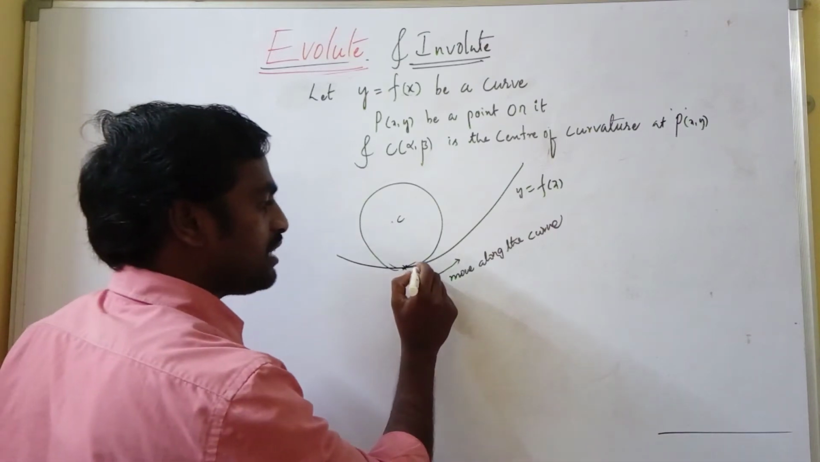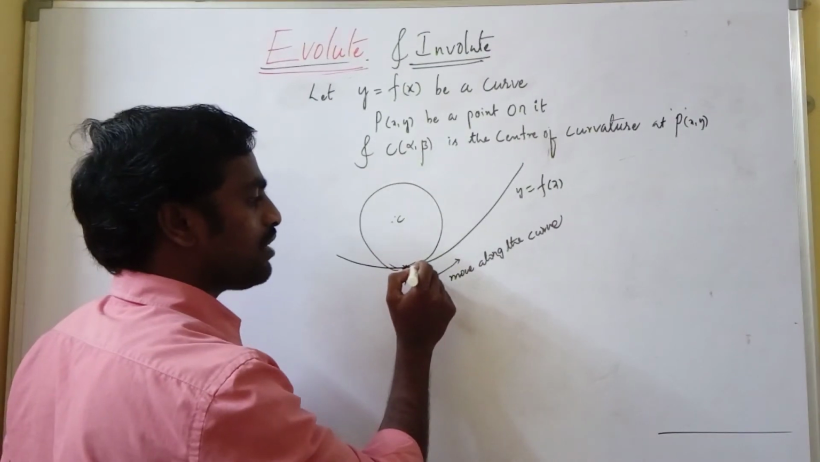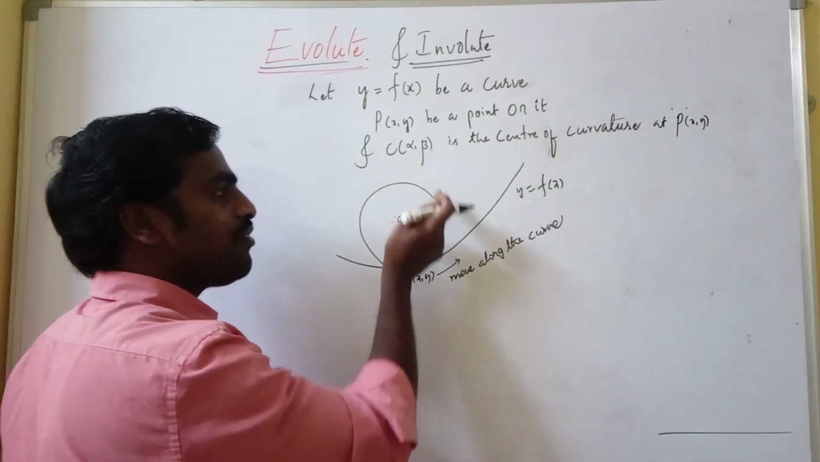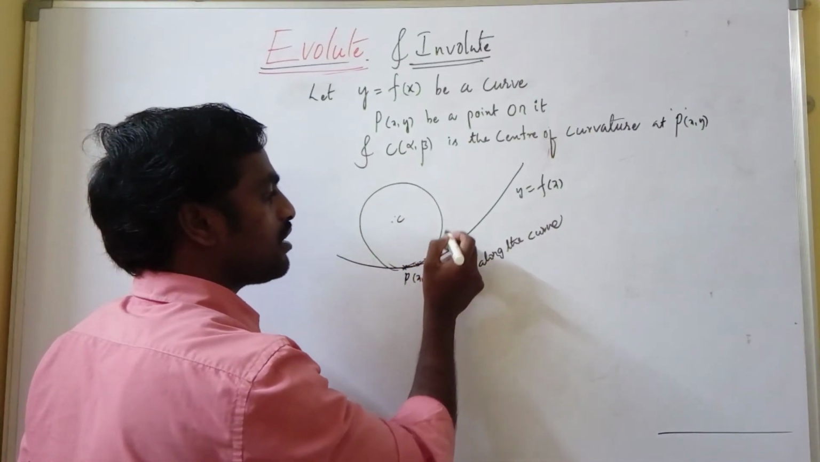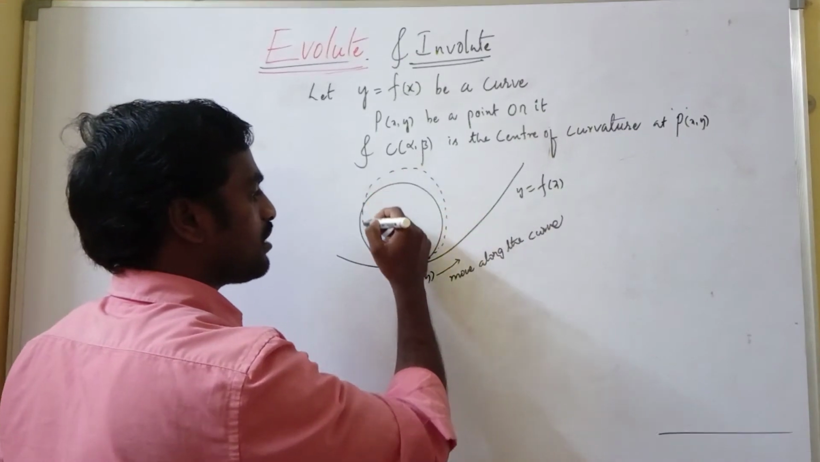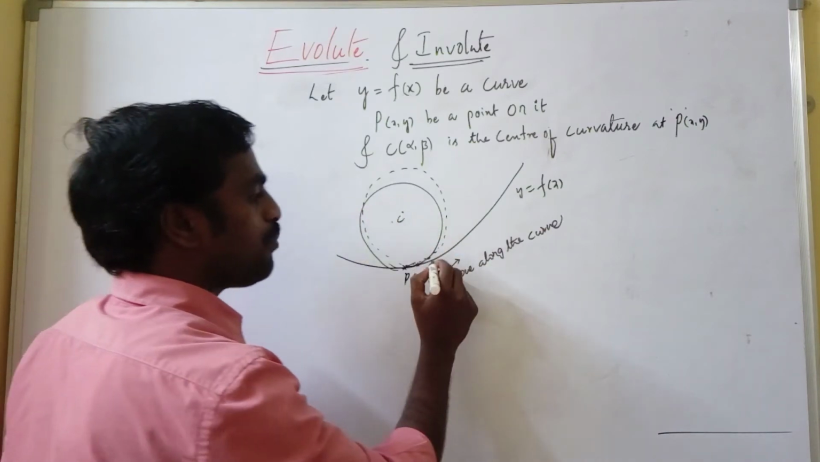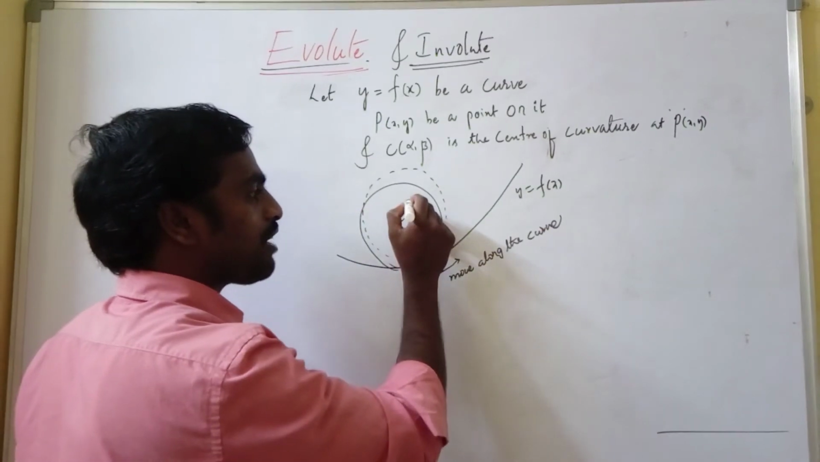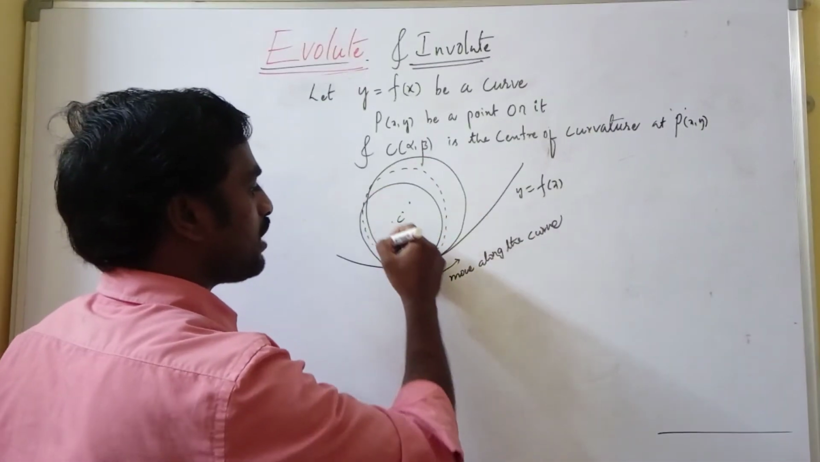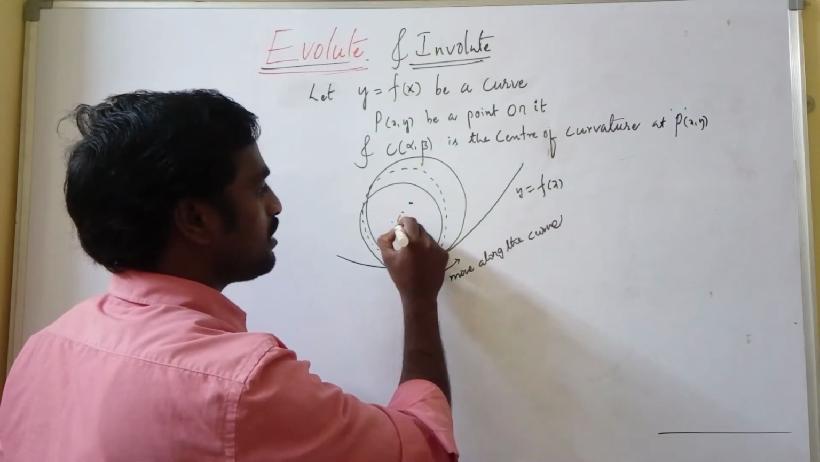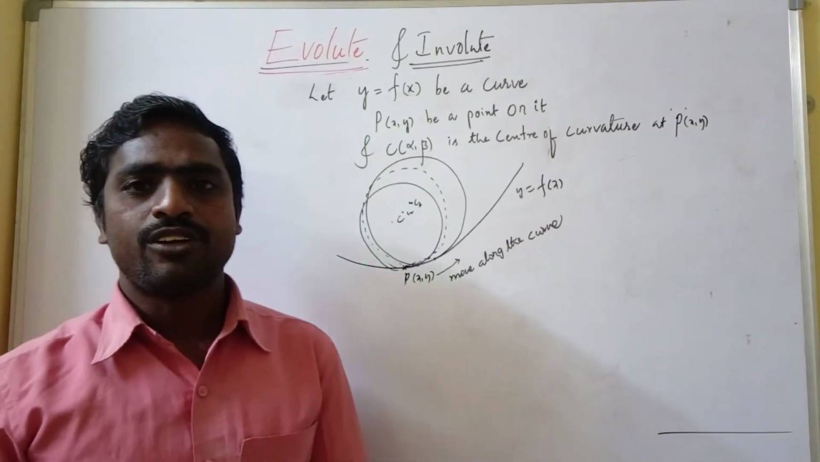Now if P is here, then the center of curvature is, suppose, here. With this radius, if you draw a circle, that circle is like this. Its center is here, suppose, and P is here. If you find the center of curvature here and draw a circle, it forms like this. The centers are C1, C2 and C3. C is the general term.